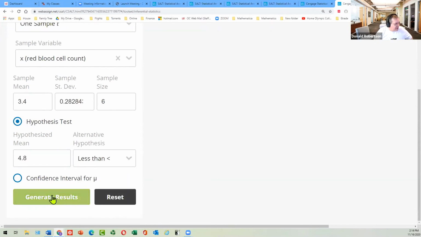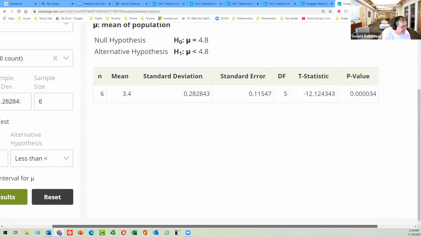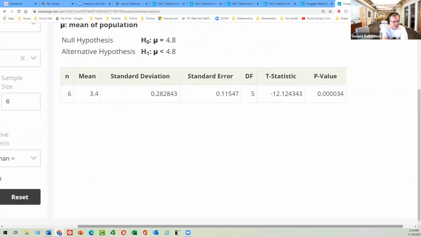So when I hit generate results, we are going to see a lot of things, but the one that I'm interested in is the p-value. And I want to know, is it lower than 0.05? Oh God, look how low it is. So this particular person has definitely got a blood count lower than 4.8. So it's lower than normal.